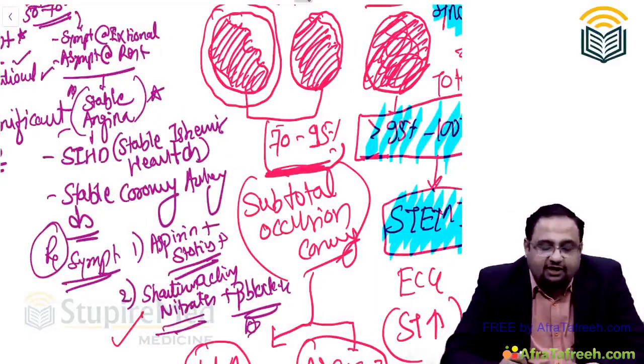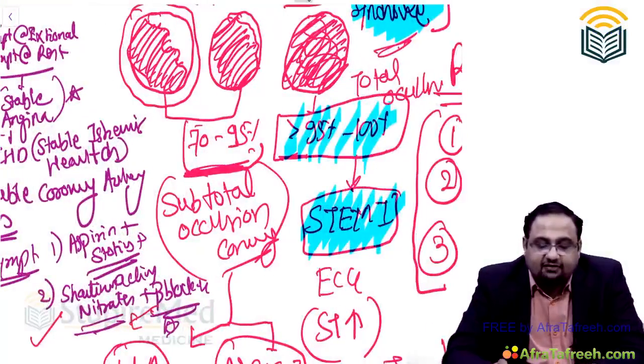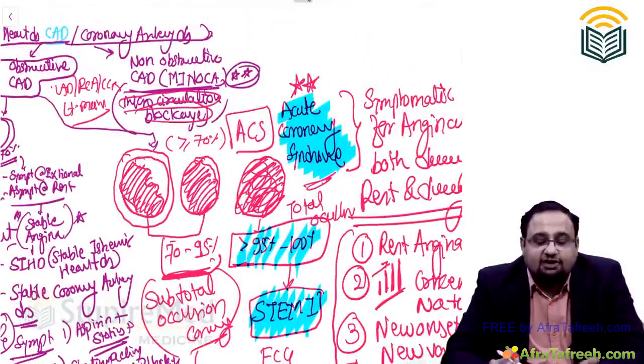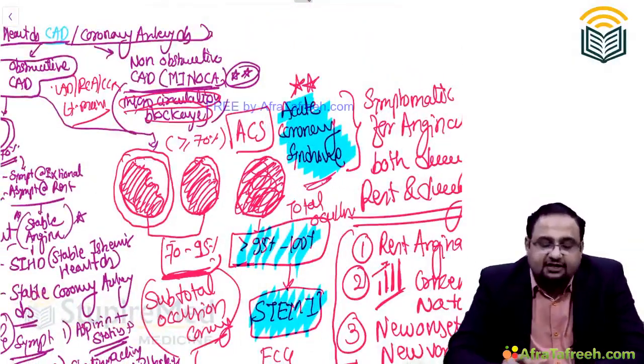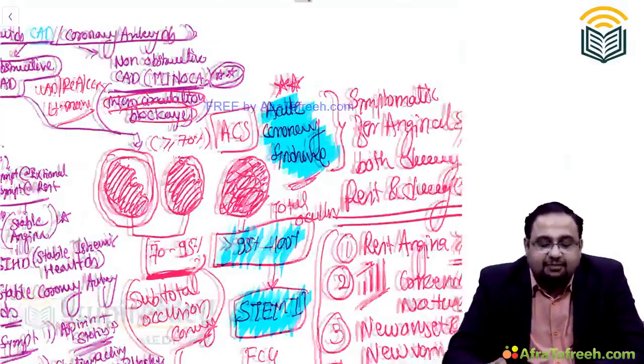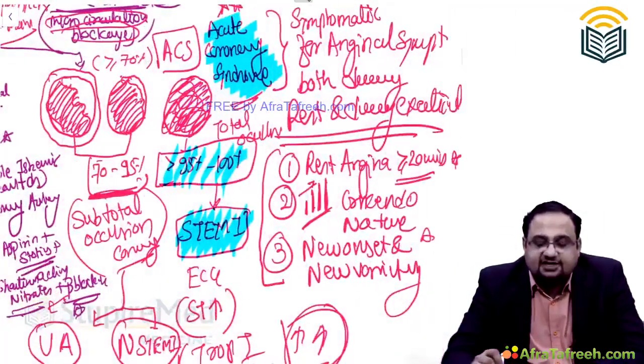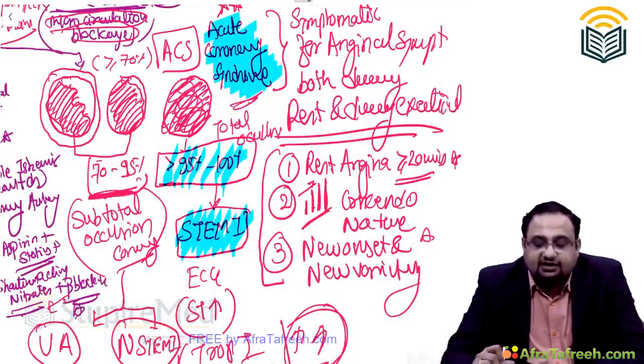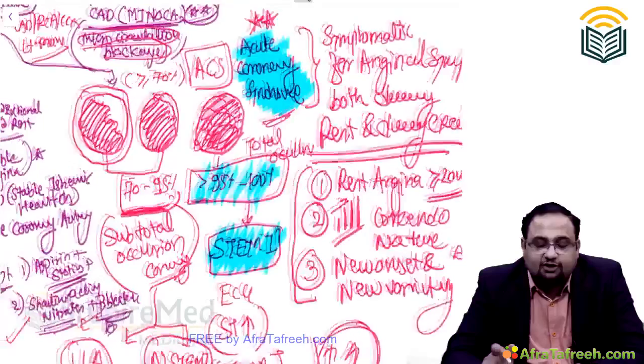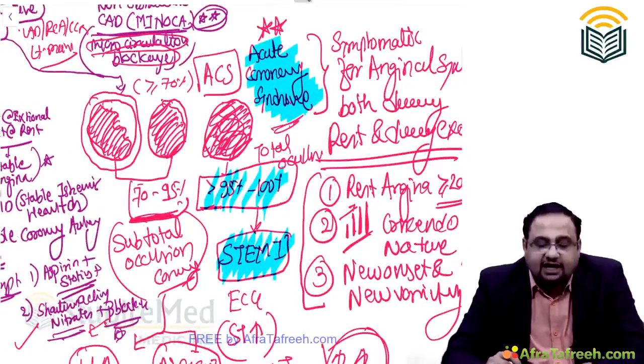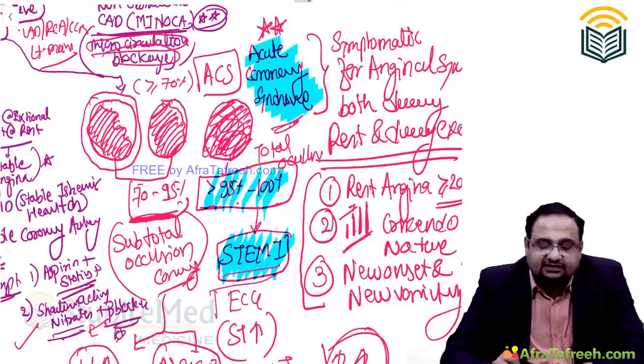The beta blocker and short acting nitrates are very important for symptomatic relief. Let us now study if the blockage is more than or equal to 70%. If the blockage is more than or equal to 70% and the patient has rest angina of more than 20 minutes, crescendo in nature, new onset or of a new variety, then it is known as acute coronary syndrome. If it is more than 95 to 100% blocked, it is ST segment elevation myocardial infarction. ECG will surely show ST elevation.